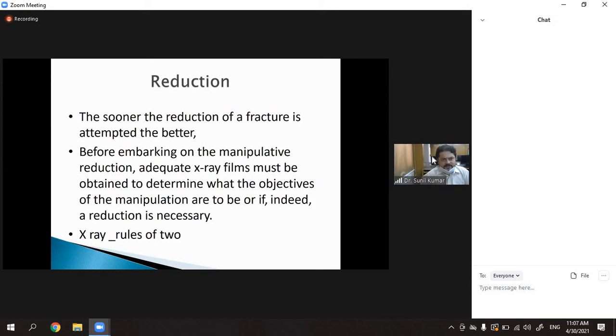Before embarking on manipulative reduction, adequate X-rays must be obtained to determine what the object of the manipulation is to be, or if reduction is necessary, because we have to identify the translation and angulation of the fracture before going to reduction. Keeping this in mind, we need X-rays. And for X-rays, there is the rule of two. The rule of two indicates that we have to take X-rays of the joint above and the joint below, and two views, AP and lateral, so that we can see any translation in both planes.